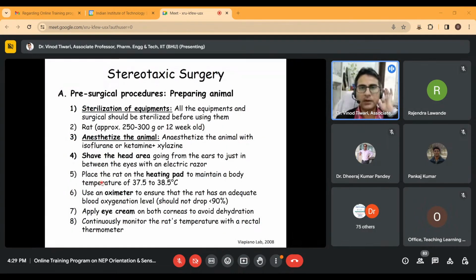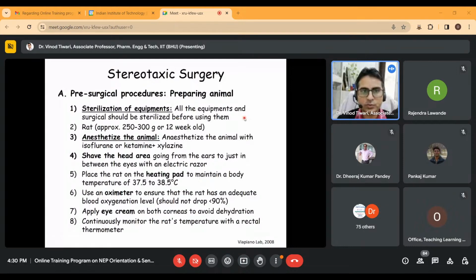Now, before performing this kind of surgery, what are the requirements which one has to do actually? So the first important thing is to prepare the animals, because we deal with different models in drug discovery. So it's more about animal surgery. We prepare the animal, and before that we have to sterilize all our equipment.